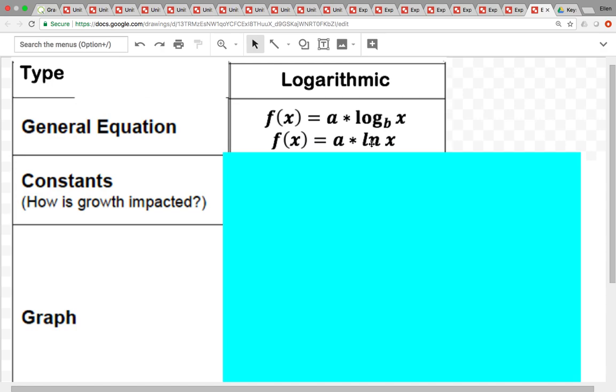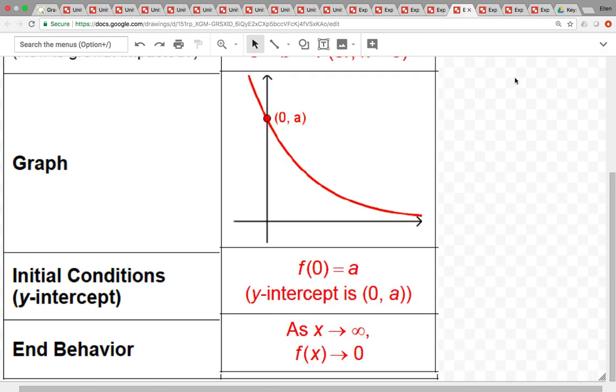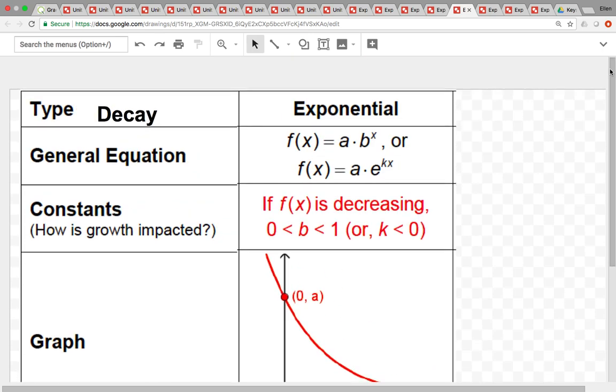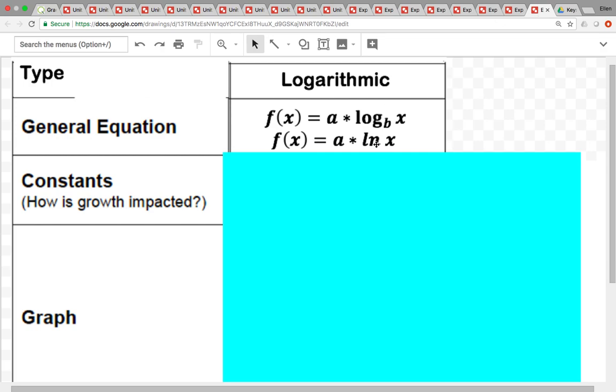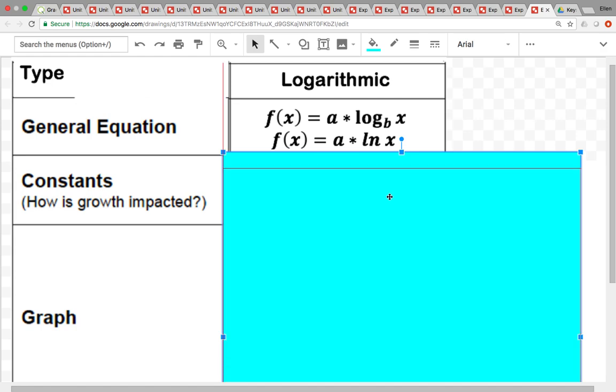Okay, the ln is, remember that e value from your exponents. Yeah, your e value here from your exponential function. So if you have a log base of e, you would write that as natural log, the ln, okay? And your b value here, your base number, there's a lot of variety on what it can be, and we'll go over that in just a second.